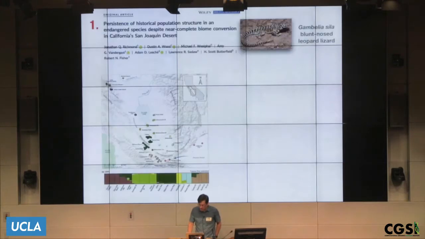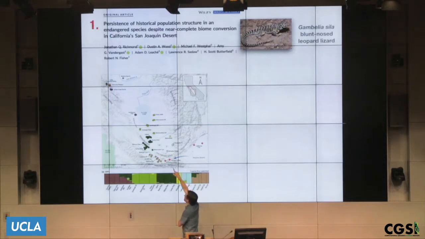So this is an example that I like from these blunt-nosed leopard lizards. It's not too far away from here. So here's the Mojave Desert. Here are the mountains that run up the coast. There's the Sierra Nevada, and the Tehachapi Mountains cutting across. If you've driven over the Grapevine, it's around here. And these are lizards sampled all across this space. These are the results from running STRUCTURE.